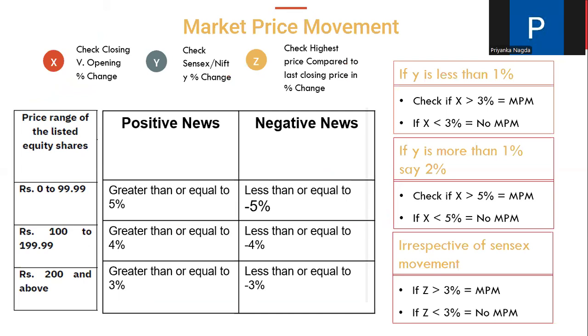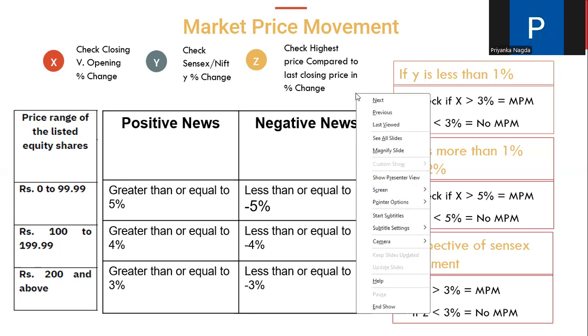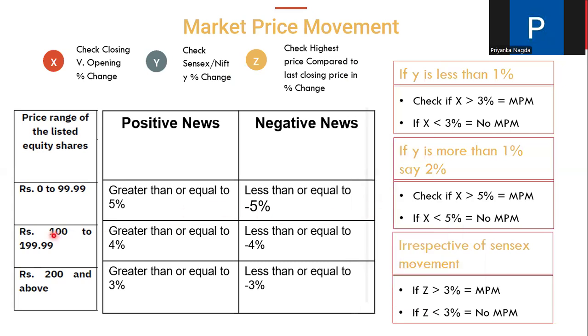As they have already specified in the law, if there is a price range of equity shares between 0 to 99.99 rupees, then any positive or negative change of 5% or more would be considered as MPM, which is material price movement. Similarly, for companies whose share price is between 100 rupees to 199.99 rupees, any such change of 4% or more is MPM. And if the price range is 200 and above, then any change of 3% or more in the security price of the company is considered as MPM. So these are the three parameters prescribed by the SEBI guidelines.